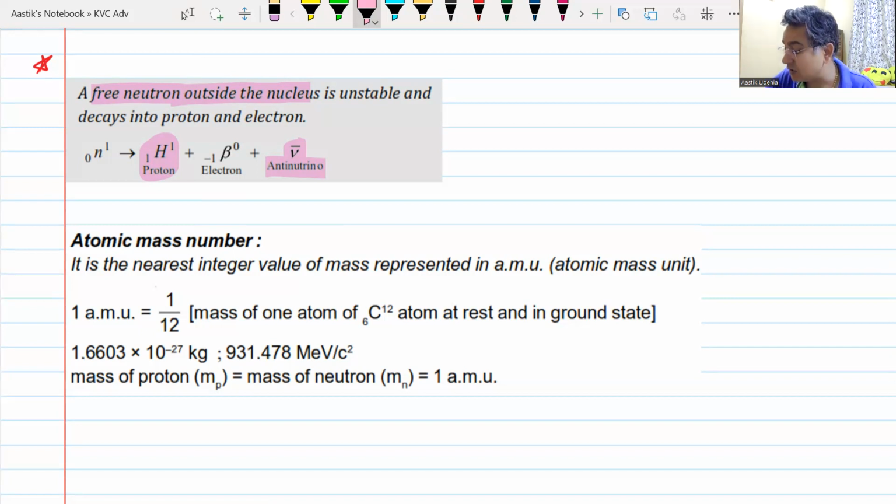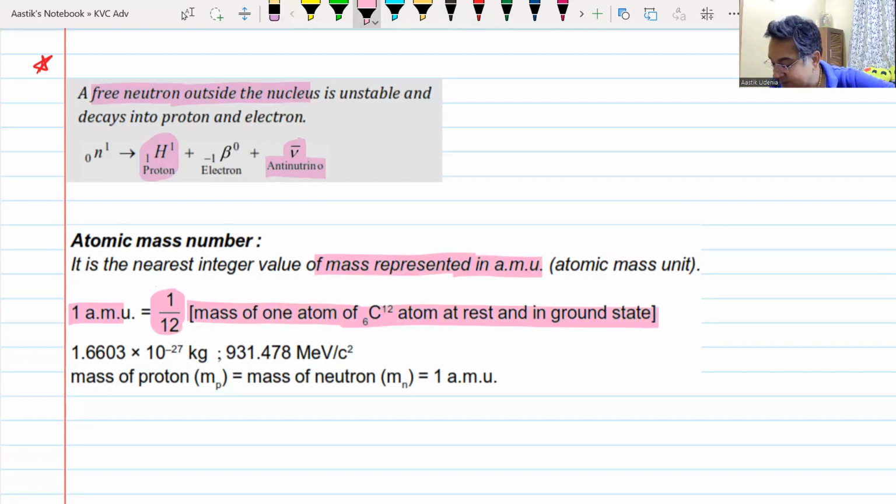Then the atomic mass number, or sometimes you call it the atomic mass. I hope you know this. This is the nearest integral value of the mass of the element, atom or nucleus, which is represented in atomic mass units, AMU, or you call it u these days. One AMU, or one u, is 1/12 the mass of one atom of C12. Do we understand this? Yes, sir. The value of one AMU is this much. We all know this.